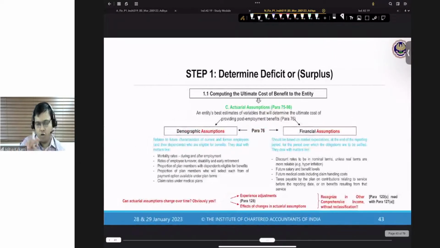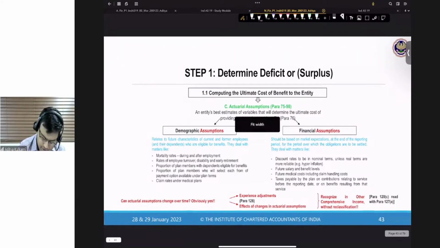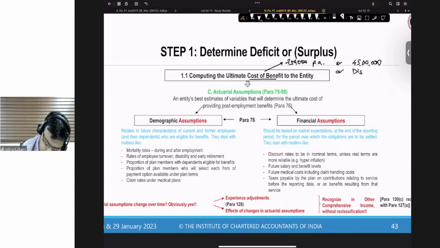So that is how you slowly start to build up the liability. Now, when we start to calculate the cost of the benefit, it is 7,50,000 per annum in our example, or you can say 45 lakhs, or you can say discounted value also. So this is the ultimate cost that is hitting. So when I have to calculate the discounted cost, or the ultimate cost, I'll use the term ultimate cost.